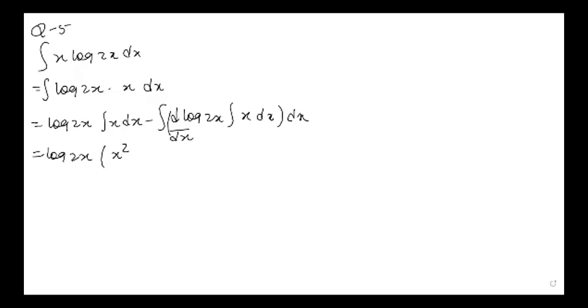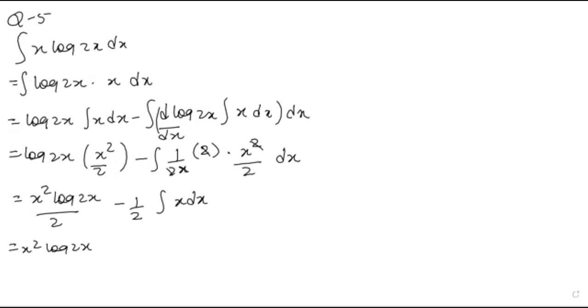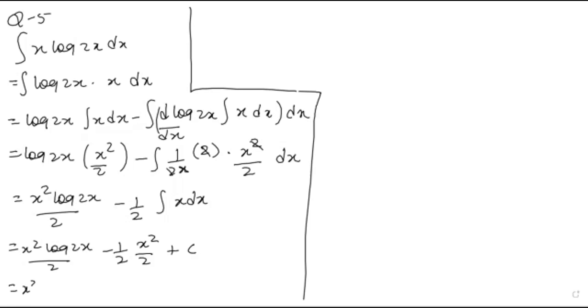So integration of x is x square by 2, minus derivative of log is 1 by x, but as it is 2x, we have to take the derivative of 2x, which will be 2. Integration of x will be x square by 2 dx. So x square log 2x by 2. Here 2 will get cancelled, and x will get cancelled. So we are left with 1 by 2 x dx. So x square log 2x by 2 minus half times x square by 2 plus c. So your final answer will be x square log 2x by 2 minus x square by 4 plus c.